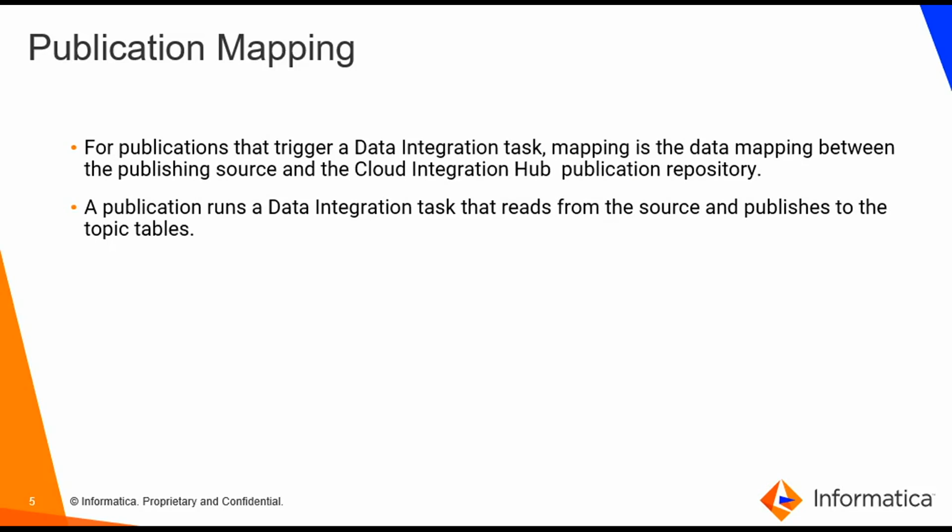So coming to publication mapping. The mapping here involves a source and a target. Source will be anything that IICS supports, any publishing source, and target will be the CIH publication repository. We need to specify the topic table to which we want to publish data in the target. After creating a mapping, we'll create a mapping task out of that and we'll use that mapping task inside the publication. So when we run a publication, it will trigger this mapping task that will read the data from the source and publish to the corresponding topic table.